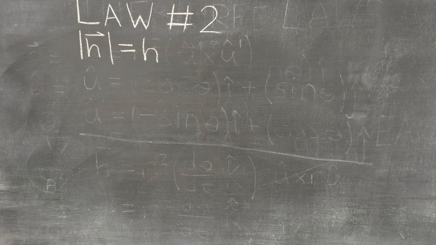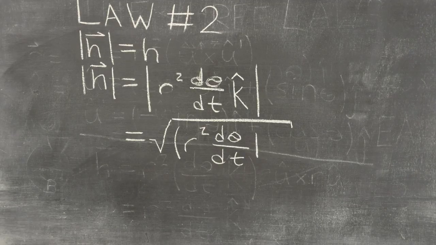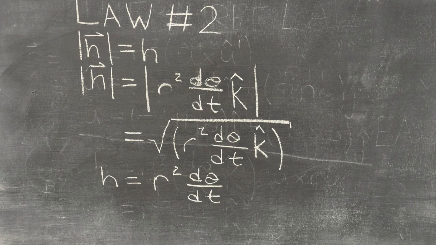From the first law, we know that the magnitude of vector h is just h. This means that if we take the magnitude of r squared, d theta over dt in the k hat direction, we should be left with just r squared d theta over dt.